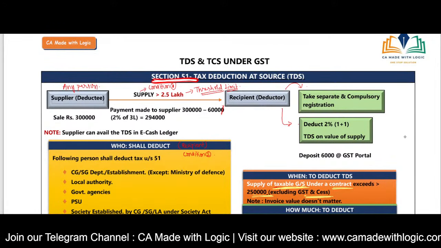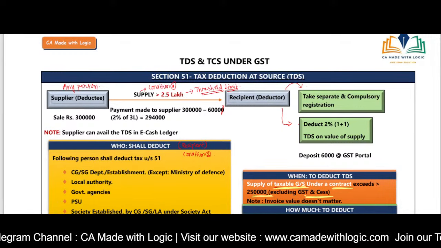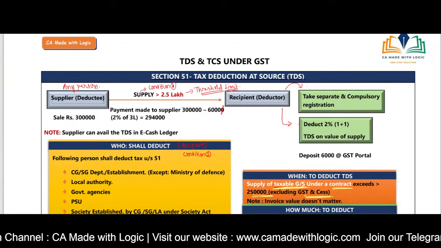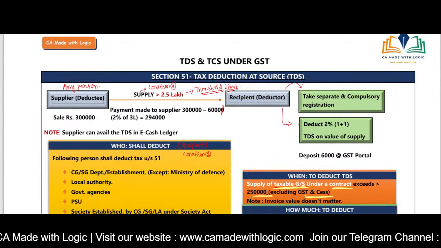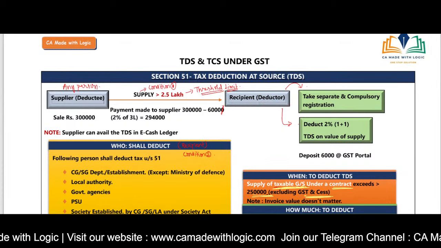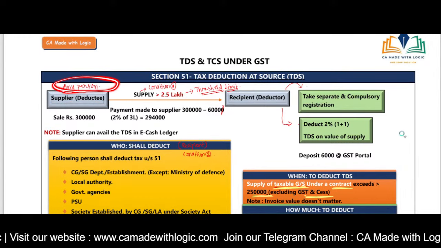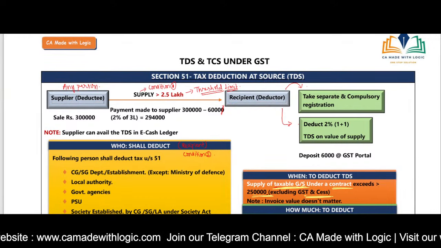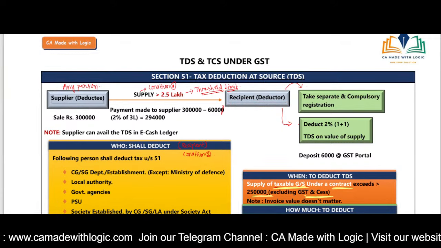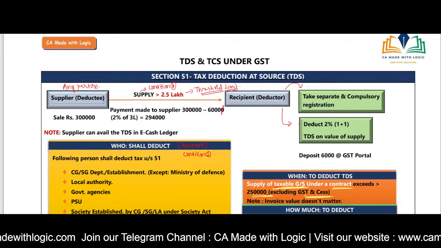Section 51 deals with TDS, and section 52 deals with TCS. The TDS percentage is 2%, which they have to deduct. Who has to deduct? The recipient has to deduct. He is known as the deductor, and the supplier is known as the deductee. The supplier can be any person, but the recipient has to be only a specified person. So let's start. There are two basic conditions you have to remember.